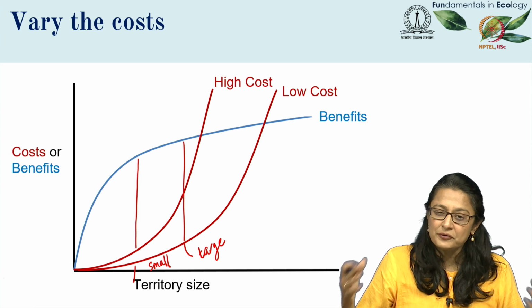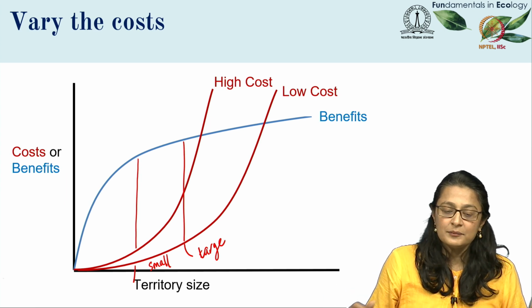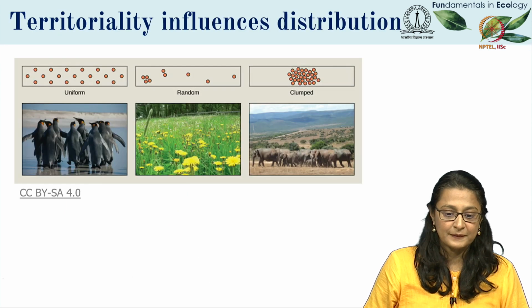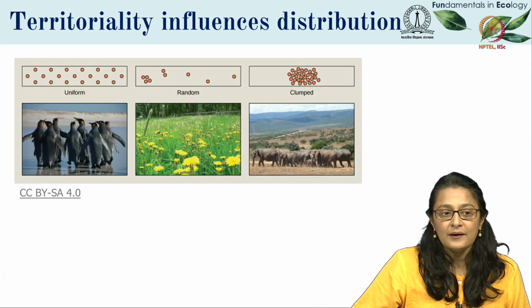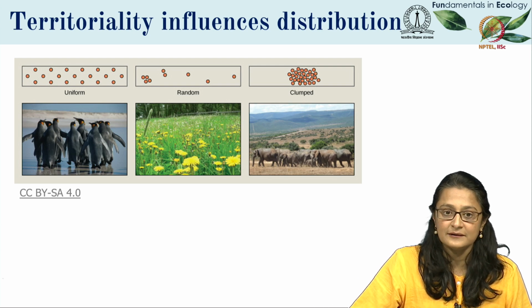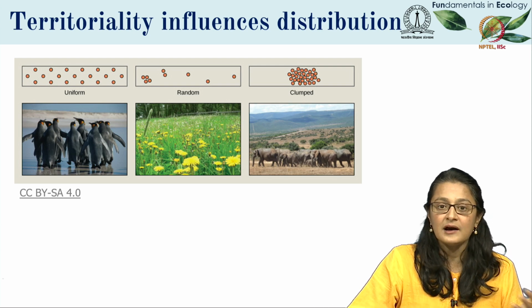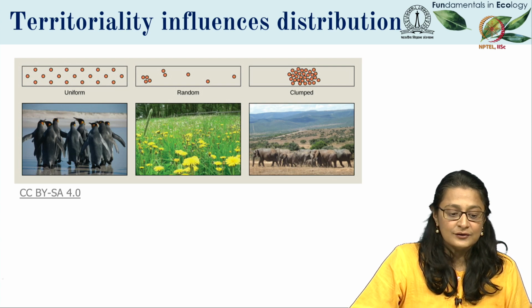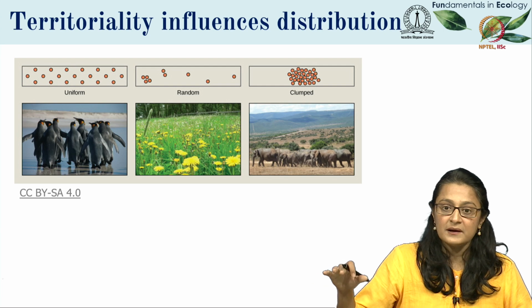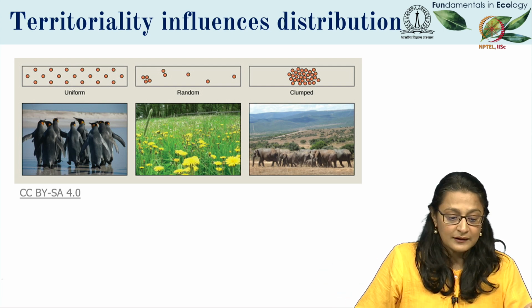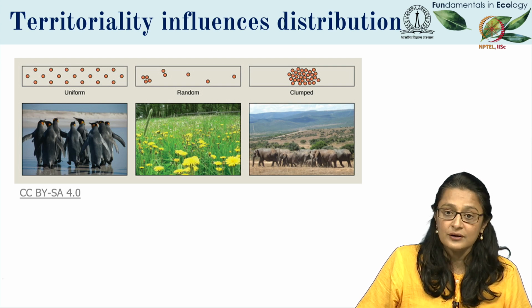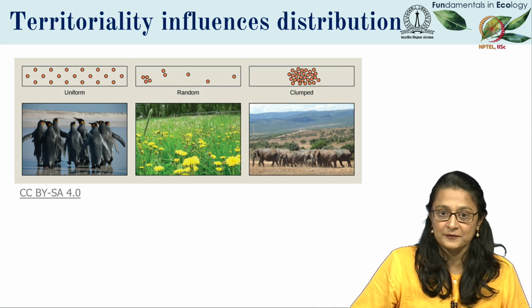So we can use this graphical approach to think about how large a territory should be, given the costs and benefits. Now, I want to come back to this illustration that I showed you at the beginning, which has different types of distributions. You can see here the uniform distribution has animals spacing themselves out. Penguins are a good example of having a uniform distribution in their environment, and that's because they defend territories.